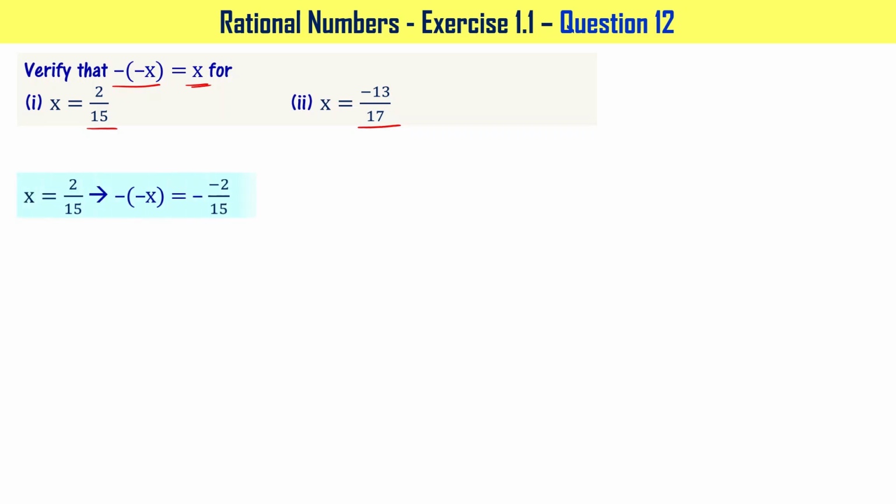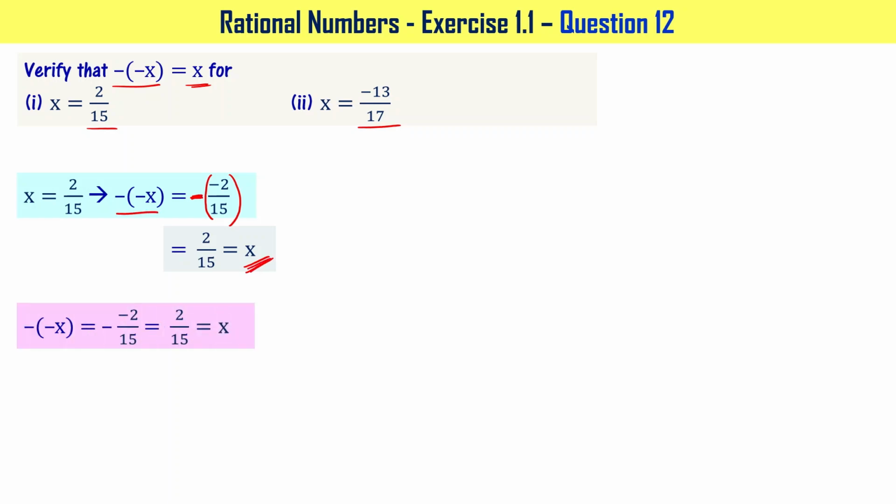So minus of minus x can be written as minus of minus 2 by 15, right? Minus times minus is plus. That's why this can be written as 2 by 15, that is equal to x, right? Minus of minus x is equal to x. We have verified that. In the case of 2 by 15, we have verified.